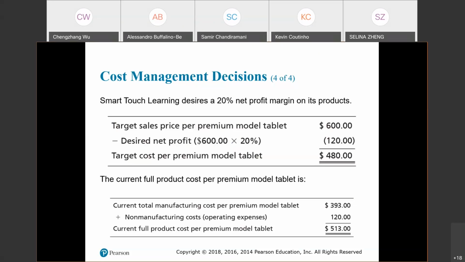Smart Learning's current full product cost, which is $5.13, is more than the target cost of $4.80. And the CEO can assemble a value engineering team to identify ways to cut cost.